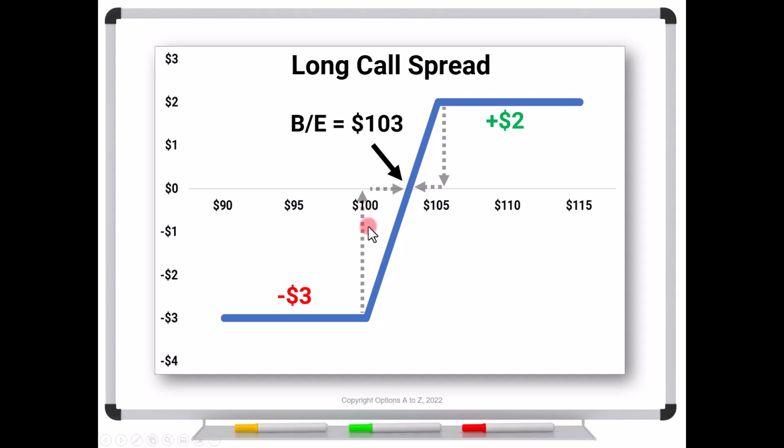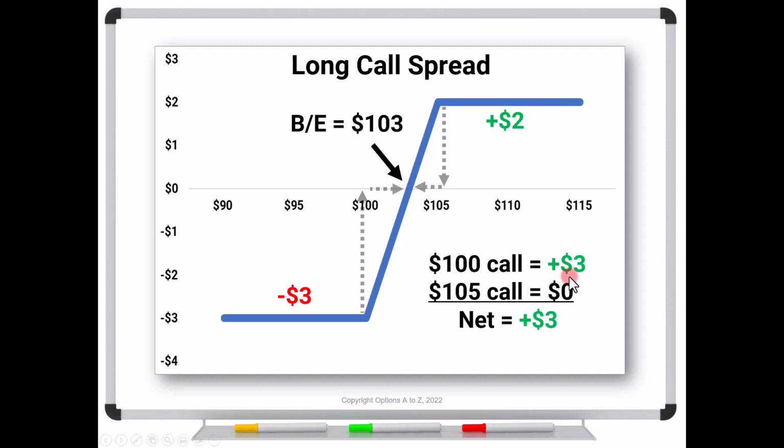So if we get to expiration with the stock at 103, the $100 call is worth $3. We could sell it for $3. The 105 call is out of the money, right? With the stock at 103, the 105 call is worthless. So if we close this spread, we would receive a net credit of 3, and that's exactly the amount we paid, and therefore that must be the break even.